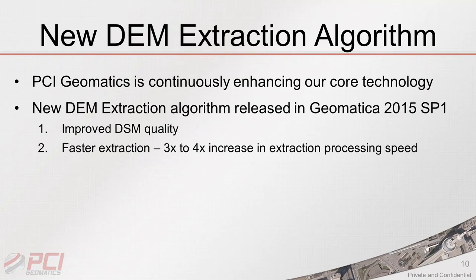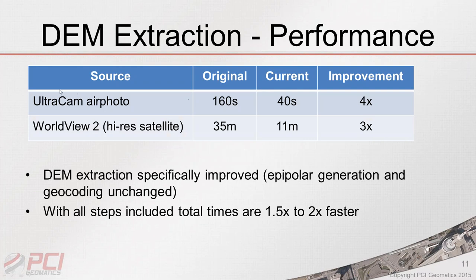So as a result, this is an area that we put a lot of investment into, and we're always continuously enhancing this technology. So with that being said, just within the Geomatica 2015 SP1 release, which was released this past summer, or if you're in the southern hemisphere, I guess this past winter, we've improved the DSM quality, but we've also made the extraction process faster, actually quite significantly faster, about 3 to 4 times increase in performance when it comes to the extraction part of the workflow. So let's take a look at some numbers here.